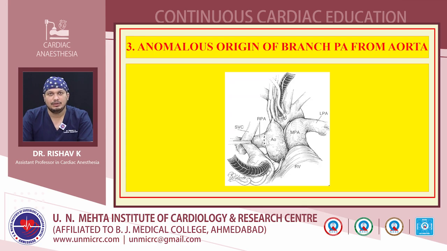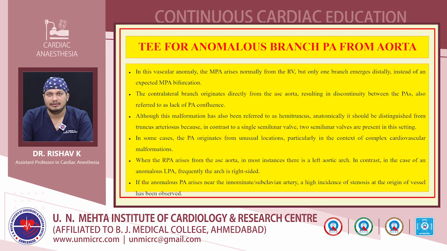Now coming to the next vascular anomaly, that is anomalous origin of the branch pulmonary artery from the aorta. Now in this vascular anomaly, we are seeing that the main pulmonary artery arises from the right ventricle, but only one branch emerges distally instead of an expected main pulmonary artery bifurcation. The contralateral branch originates directly from the ascending aorta, resulting in discontinuity between the pulmonary arteries, also known as a lack of pulmonary confluence. Though this malformation has been referred to as hemitruncus, anatomically it should be distinguished from truncus arteriosus. This is very important because in truncus arteriosus there is only a single semilunar valve, but here we will be seeing two distinct semilunar valves.